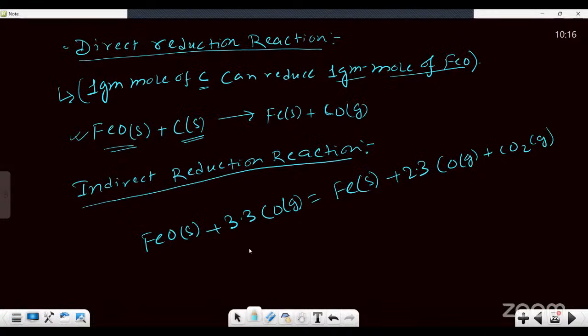Here you can see what is happening. To remove 1 gram mole of oxygen from FeO, how much CO is involved? 3.3. But in the direct reduction, to remove 1 gram mole of oxygen from the FeO, 1 gram mole of carbon was enough. But here 3.3 gram mole of carbon is required to remove 1 gram mole of oxygen. So here you need more fuel. More carbon means more fuel is required. So the indirect reduction reaction needs more fuel, or conversely, I can say it is less economical.